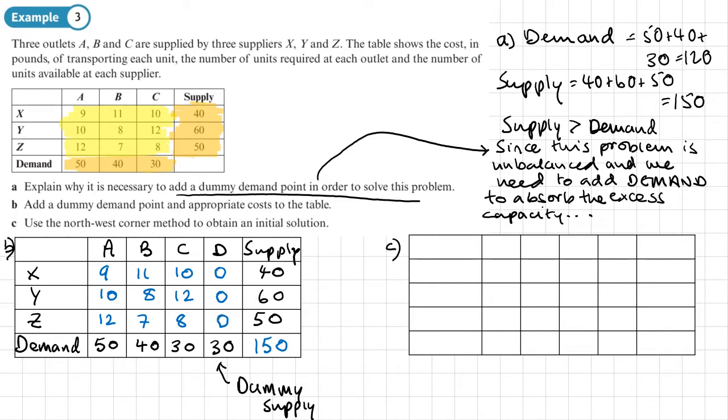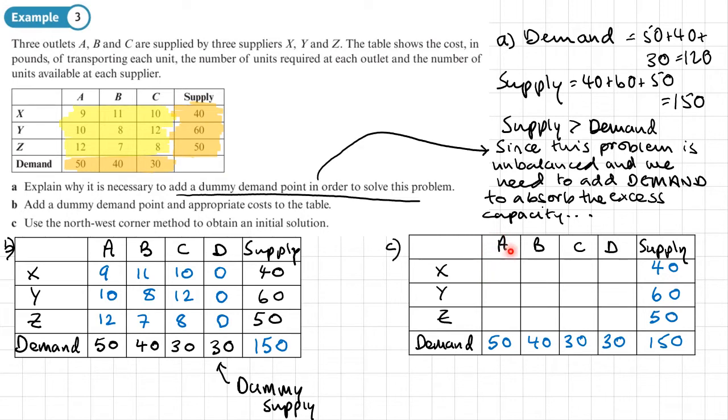And part C, use the northwest corner method to obtain an initial solution. So here's my table ready to do the northwest corner method. So remember, we don't use the costs, we only have the demand and supply, and we include our dummy in the algorithm. Okay, so let's go through this now.